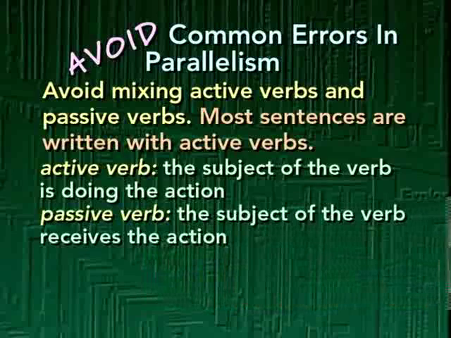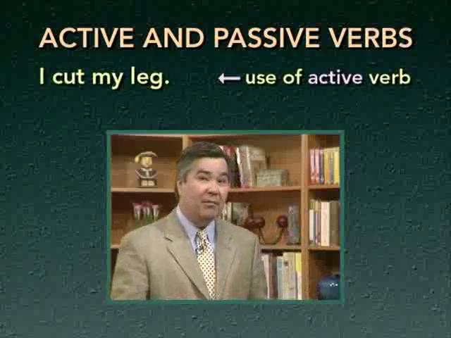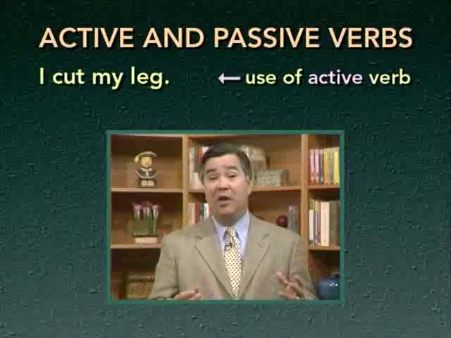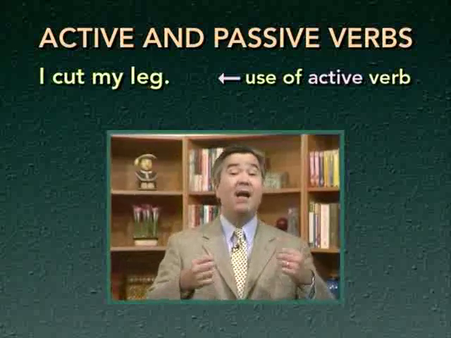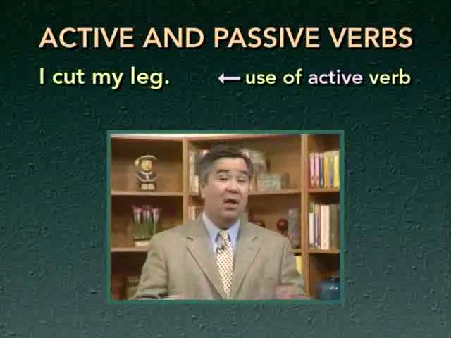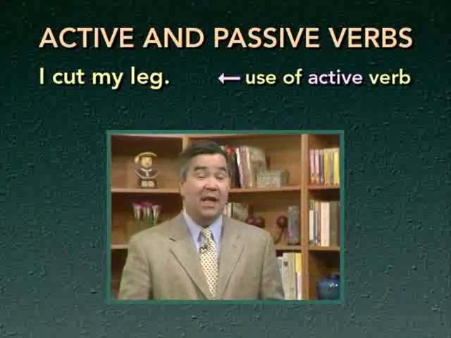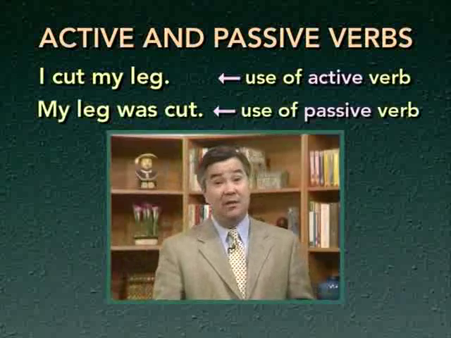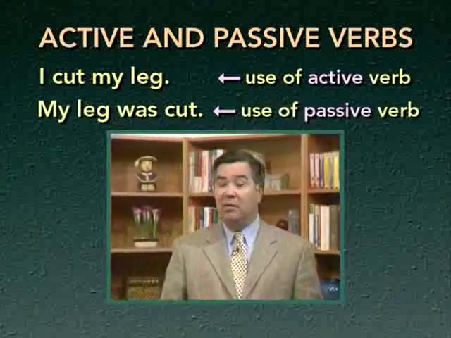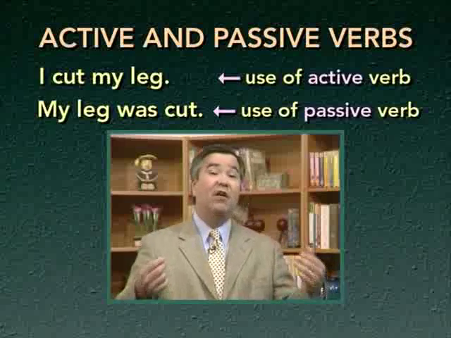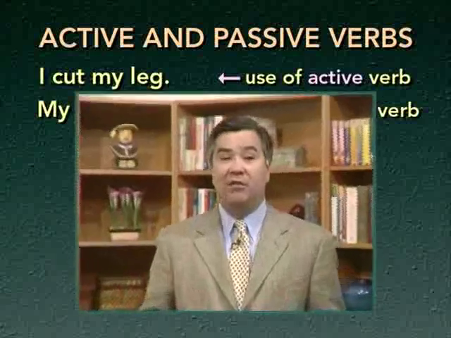receives the action. So, for example, if I say, "I cut my leg," I'm using an active verb because the subject of the verb "cut" is "I." I am the one doing the action. On the other hand, if I set up that same idea using a passive verb, I might say, "My leg was cut." Notice the difference. My leg is the subject of the verb, and it is receiving the action of being cut. That's the difference between an active verb and a passive verb.